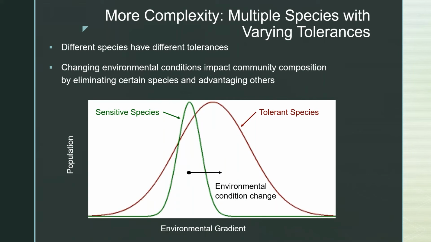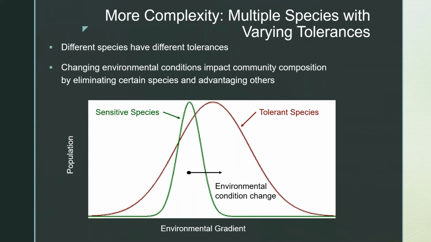Well, if that wasn't complex enough, thinking about n-dimensional hypervolumes, we also have to consider that that's just for one species. But in the environment, we've got multiple species, right? We've got lots of different species, and each of those species has different tolerance ranges. Oftentimes, you guys are very familiar with talking about sensitive species and tolerant species. What does that mean in this context?